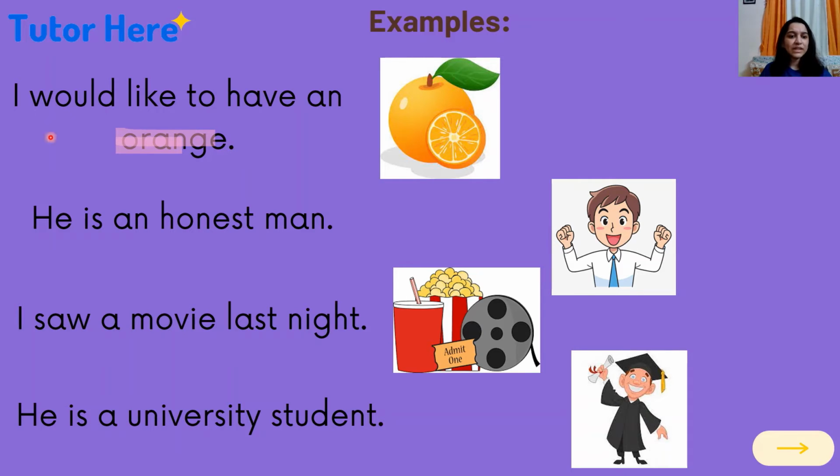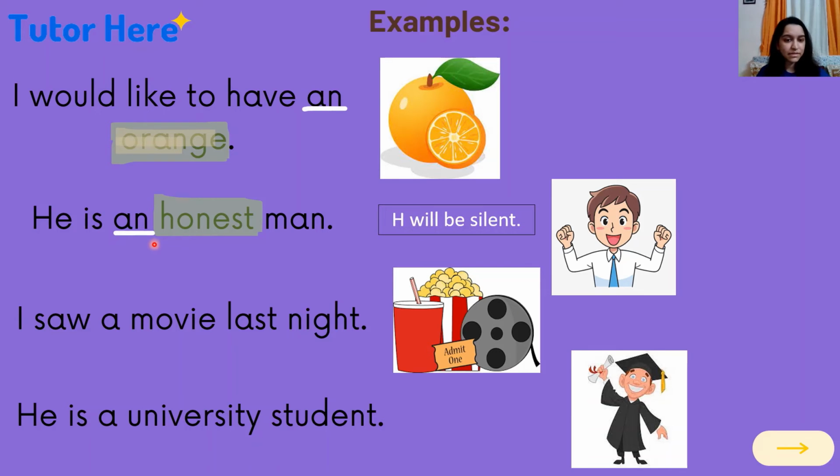So let's look at the first example. I would like to have an orange. Here, an is the article and orange is the noun. So we have used an instead of a because in orange, o is the vowel. Similarly, in he is an honest man, here an will be the article, honest will be the noun, and here h is not a vowel, but still we have used an because in this case, in honest, h will be silent.